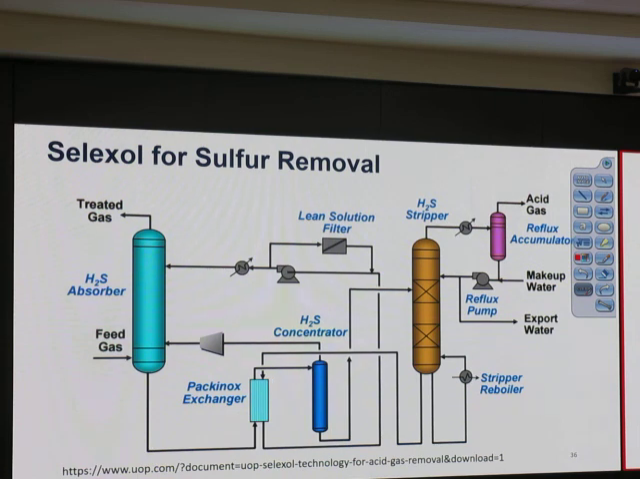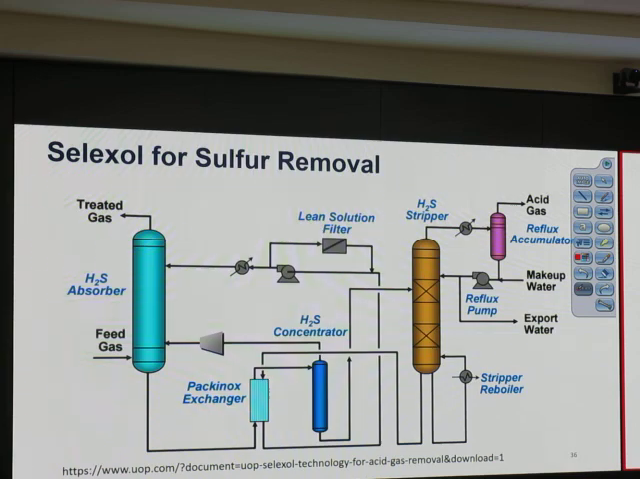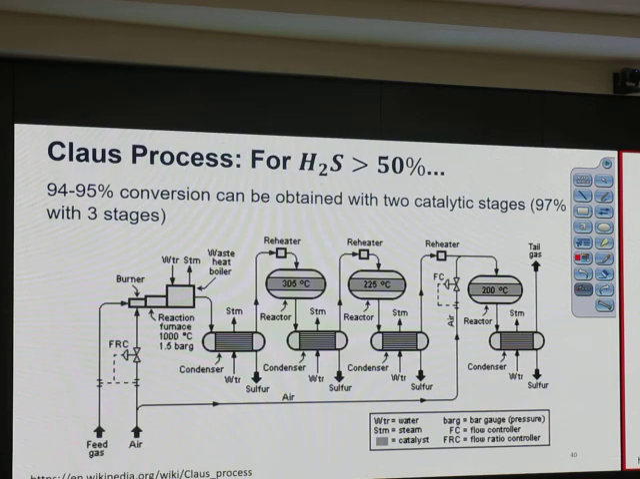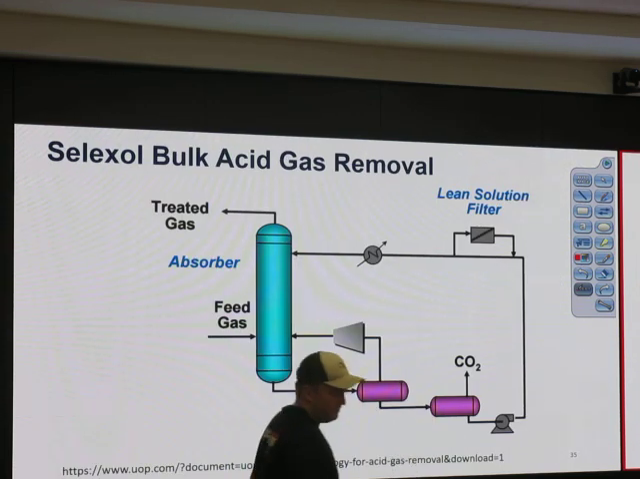Selexol for sulfur removal is a little bit more complicated. Basically, it has two towers. To strip H2S, we have a stripper tower. We will try to cover this. When you go to the field trip, try to ask them about what they are using.